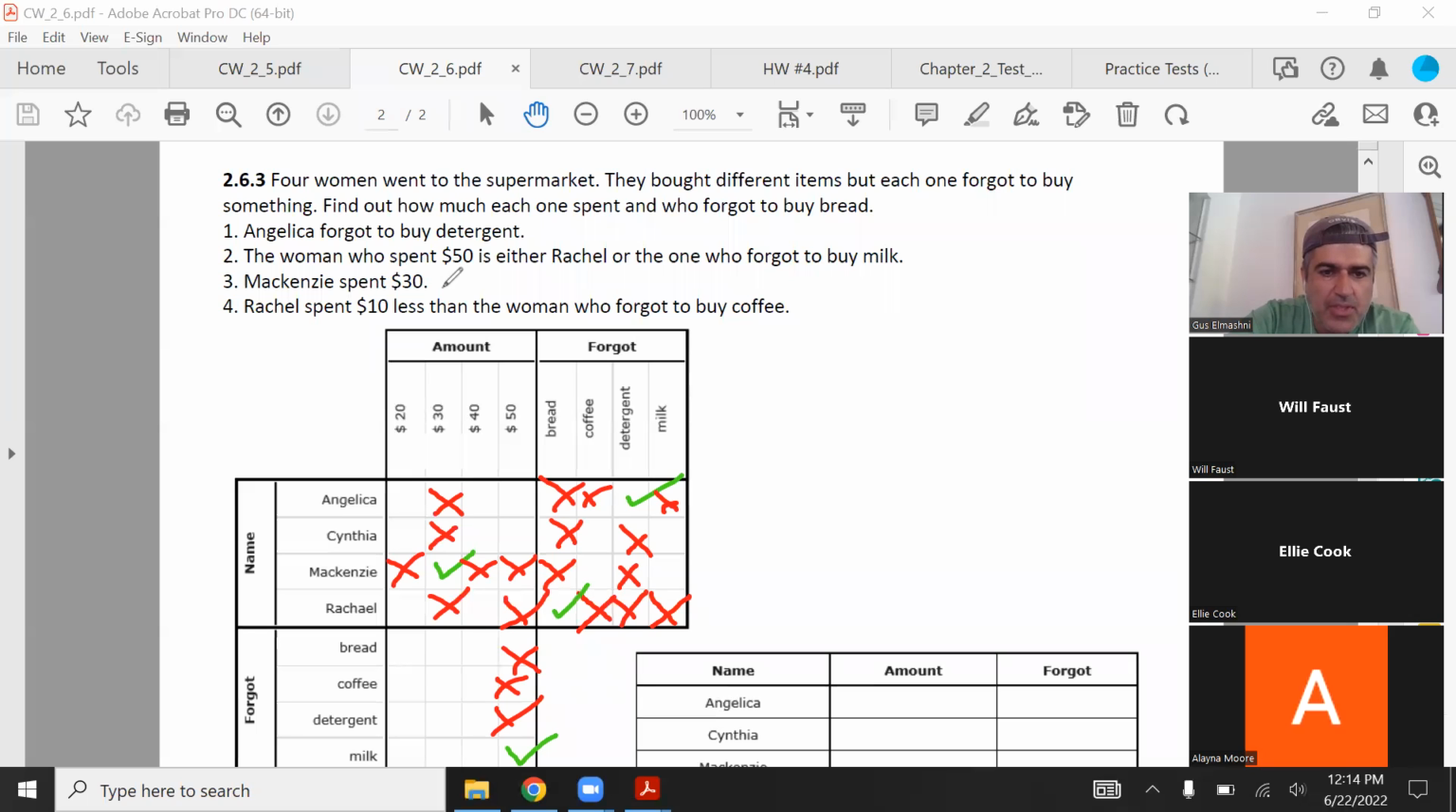So we could potentially say that Rachel then spent $20. I'm just going to take a leap of faith here, see what happens. And therefore, then Mackenzie is the one who bought coffee. I mean, Cynthia is the one who forgot to buy milk. Sorry, forgot to buy milk. It means that Cynthia is then the one who spent $50, meaning that Angelica is the one who spent $40. And let's see if this all is pretty consistent.